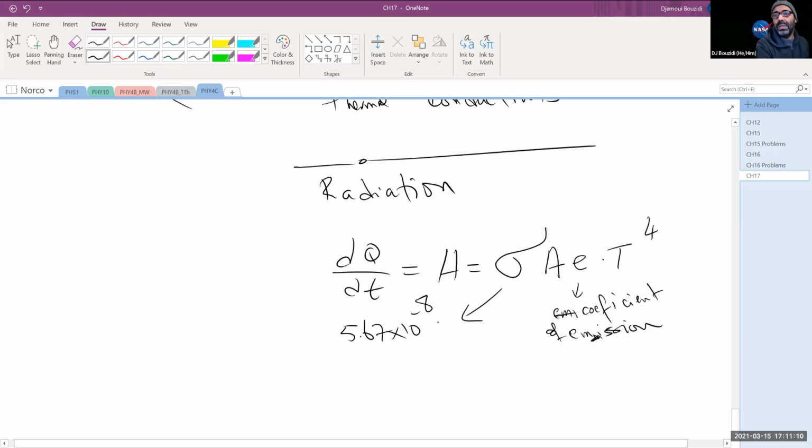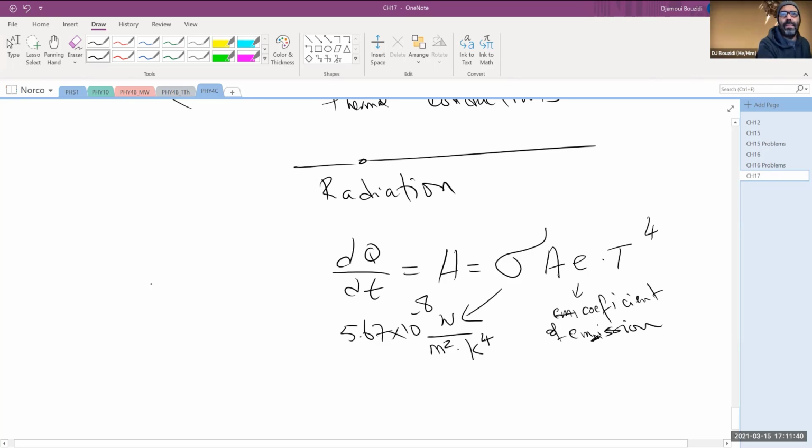The units are going to be in watts. This coefficient has no units, just a number between 0 and 1, where 1 is 100% emissive and 0 is completely absorbent, okay? That's why sometimes it's called the coefficient of absorption. Watts per meter squared, that's the area, per Kelvin to the power 4, okay? So this is the units for this number.